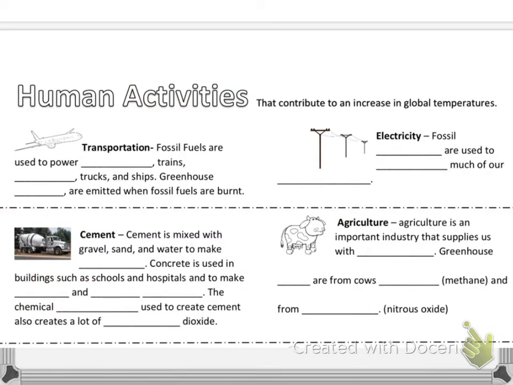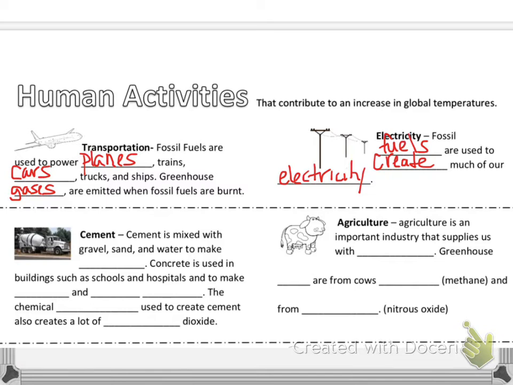All right, human activities that contribute to an increase in global temperatures. There's all kinds of stuff that increases global temperatures, guys. Number 1, transportation. Fossil fuels are used to power planes, trains, cars, trucks, and ships. Greenhouse gases are emitted when fossil fuels are burnt. So that's pretty much common sense. You guys know that. Electricity. Fossil fuels are used to create much of our electricity.